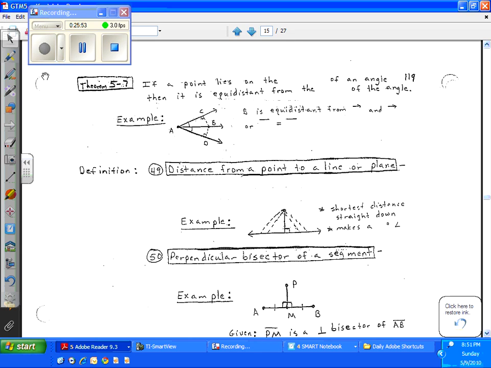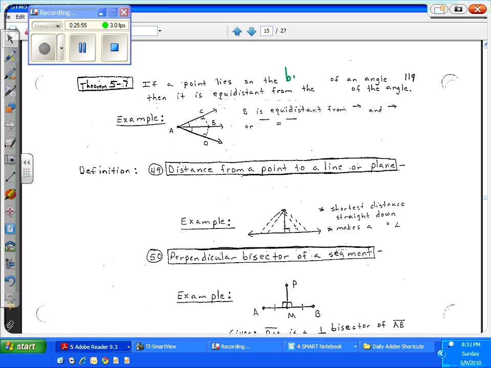Theorem 5.7. If a point lies on the bisector of an angle, then it will be equidistant from the sides of the angle. If a point lies on the bisector of an angle, let's look at that. We've got angle CAD. We have that ray AB bisects angle CAD.